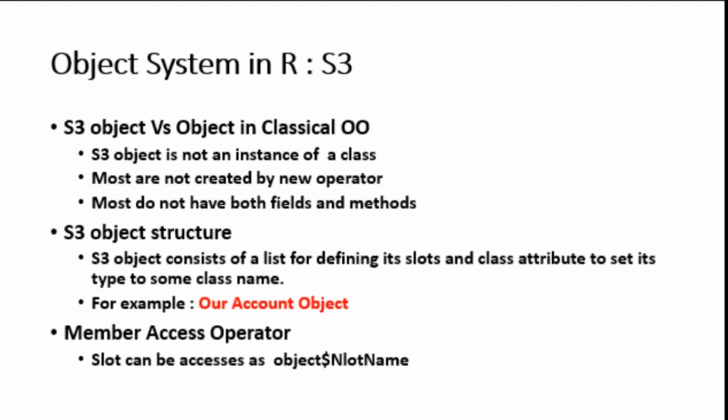Next, S3 objects do not have both fields and methods. In S3, methods remain external to the objects. Therefore, an S3 object consists of a list of fields or slots and a class attribute.